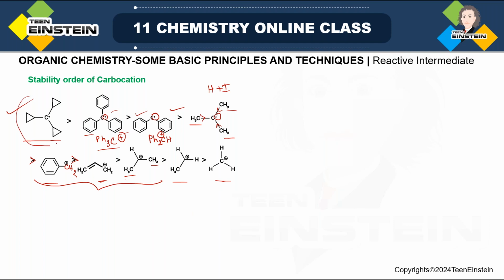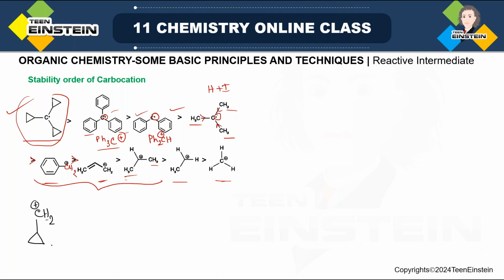Now I will come to this point: why this type of species, where some cyclopropane ring is attached to C+, is very stable. I will take the simple one where we have only one cyclopropane ring attached, and there is a positive charge. You can also replace these 2 hydrogens and attach 2 more cyclopropane rings, but I am just discussing it with one cyclopropane.